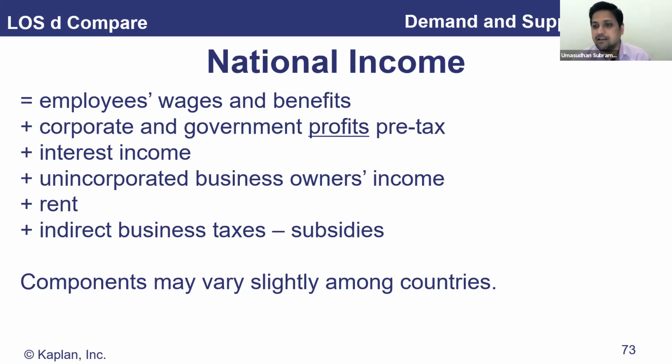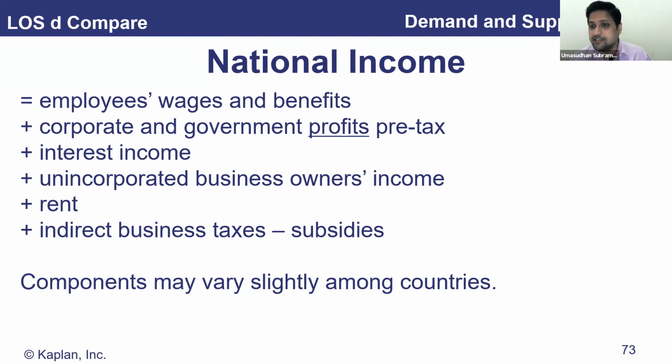You are precisely right. If you're talking about corporate and government profits pre-tax, that pre-tax also includes the taxes that are going to be paid to the government. So that's why we are not separately adding that. If you add the taxes paid by the corporate entities and public sector entities to the government, then you are double counting, because you are taking pre-tax. Pre-tax includes those taxes, so you shouldn't be taking taxes separately.